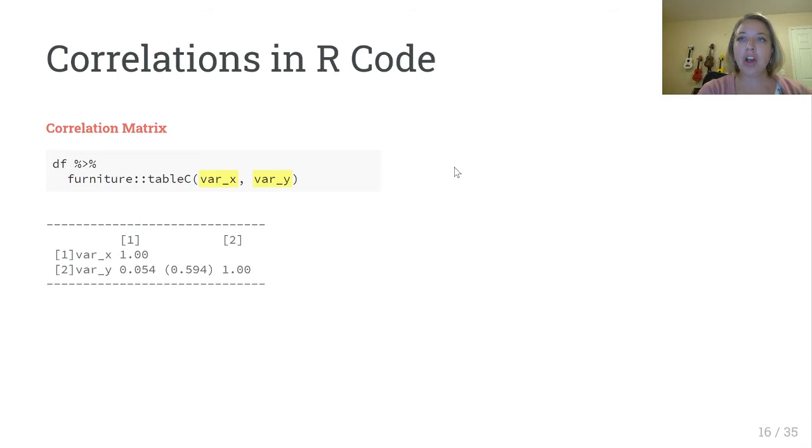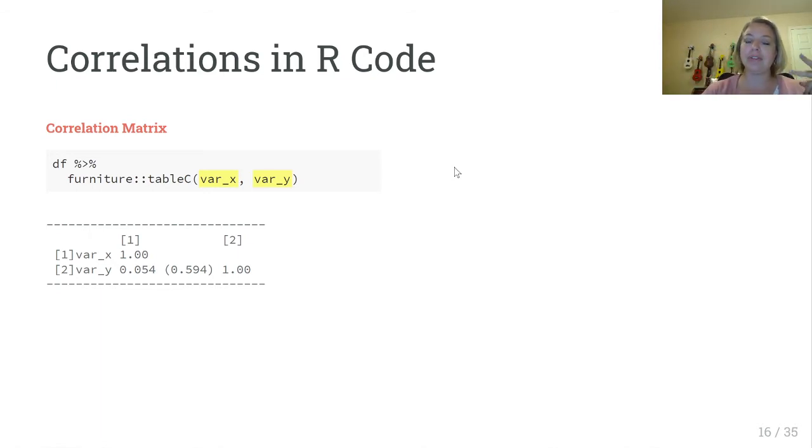So here we have the code to do what we call a correlation matrix. Now in this example, I only have two variables. I'm going to call them var x and var y, whatever the names of your variables are. So you start with the name of your data set. You pipe it into the furniture package. Now we've done table F for frequency table, table 1 for descriptive tables. Now this is table C for correlations. And here we get the correlation matrix.